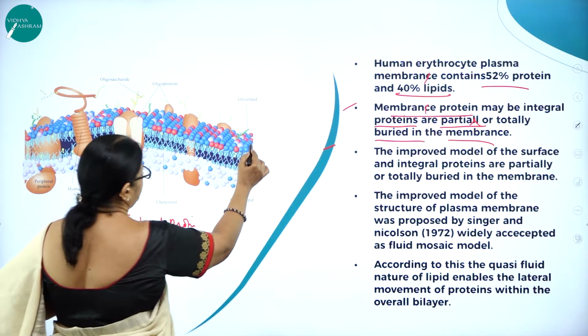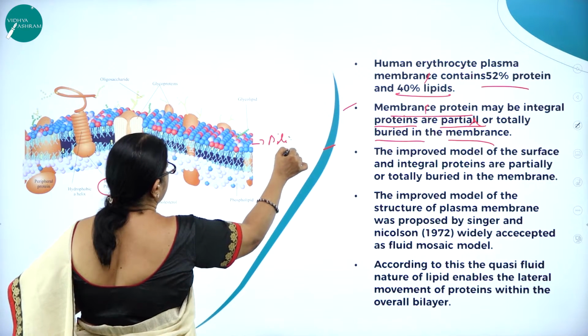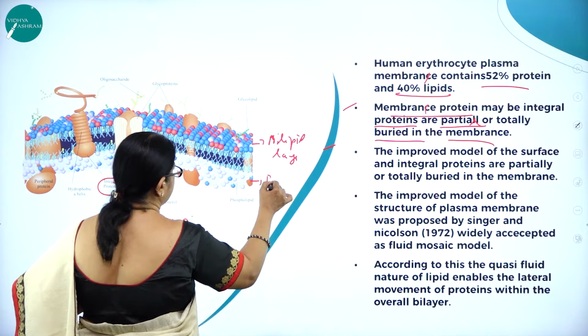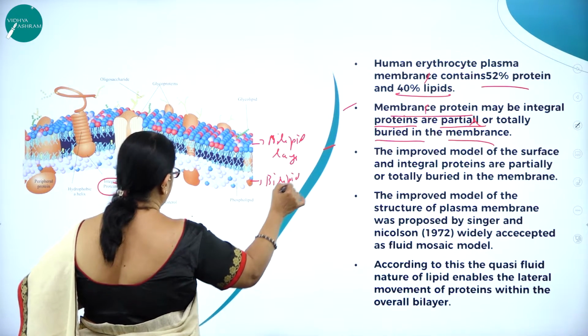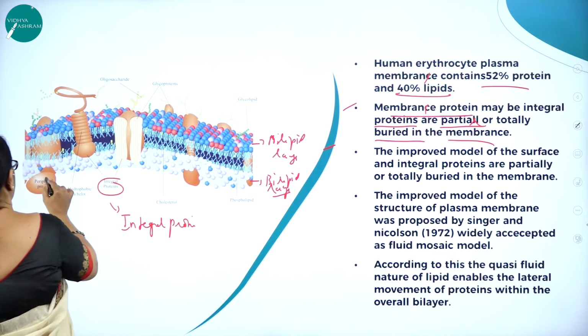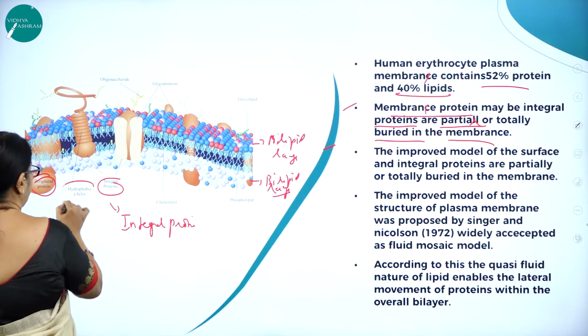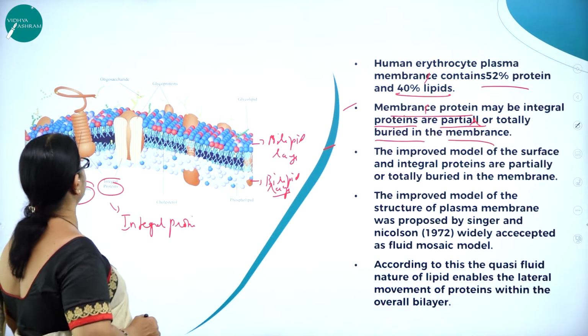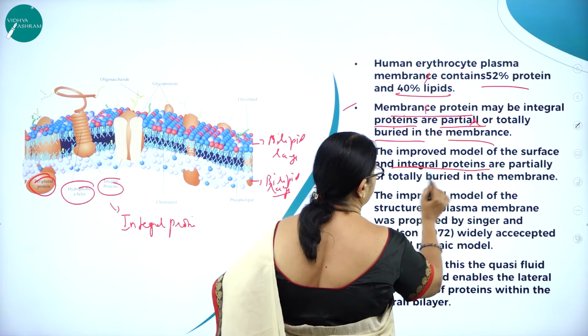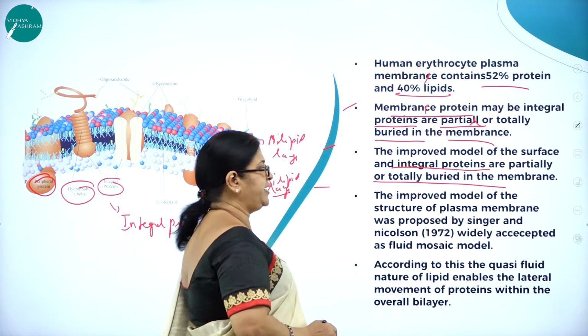And these are the bilipid layers. This is the bilipid layer. Here you can see the peripheral proteins and hydrophobic ends. Then the improved model of the surface and integral proteins that are partially or totally buried in the membrane.